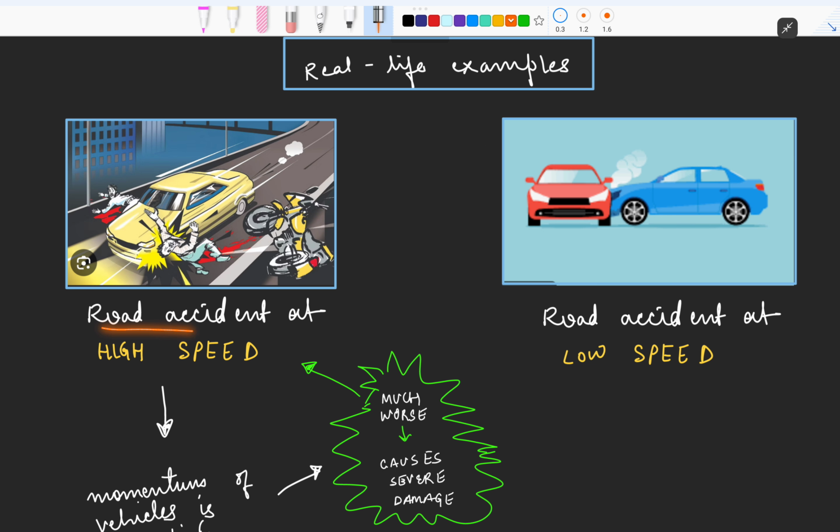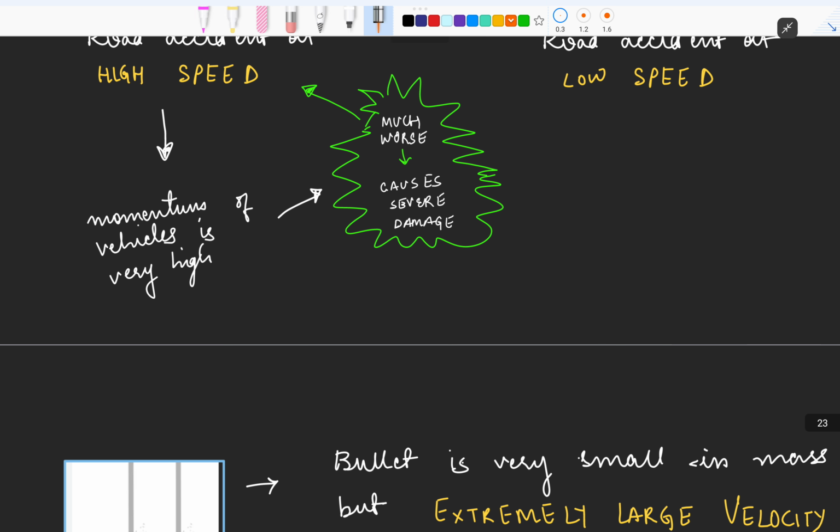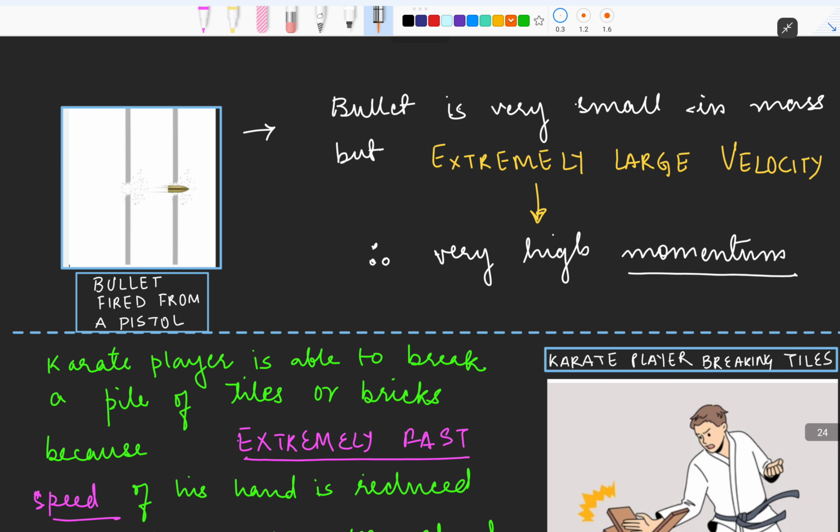Let's look at it. When a road accident happens at high speed, meaning higher velocity, higher velocity means momentum will be high. So it is much worse, and it causes severe injuries to the passengers who are a victim of this accident, right? And when road accidents happen at low speed, there is minor damage to the car, but no harm to the passengers inside the car. Why? Because of low momentum of the vehicle, right? And that is why it's said that we must drive slow, we must be within the speed limit, right? Speed thrills but kills.